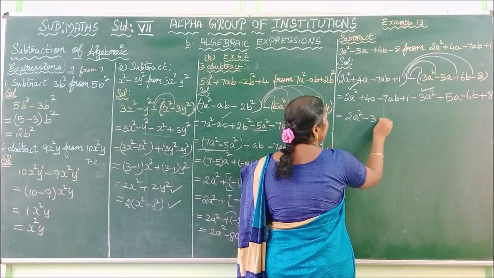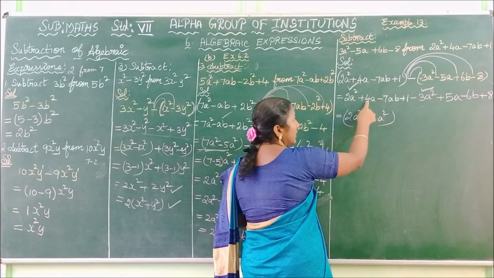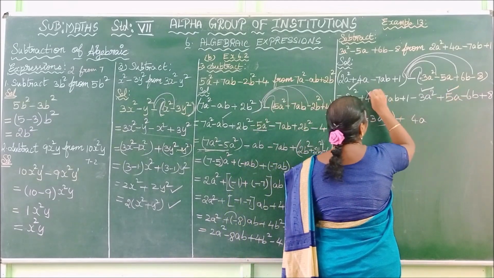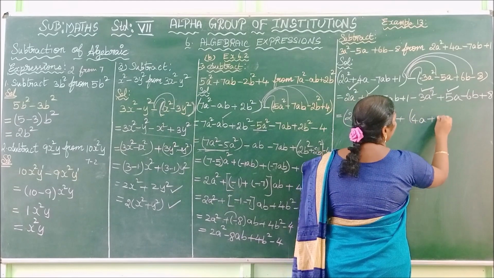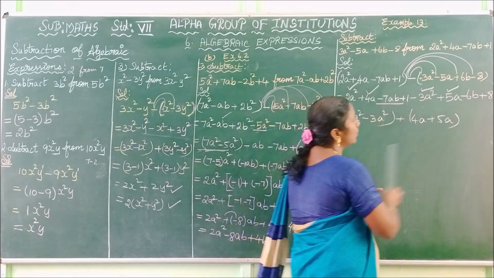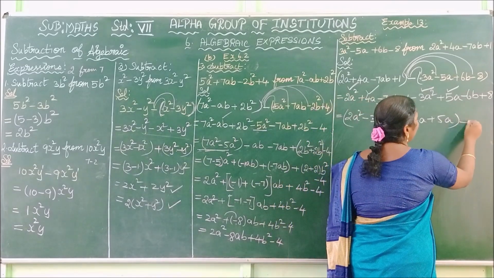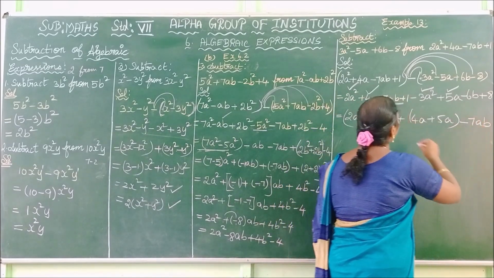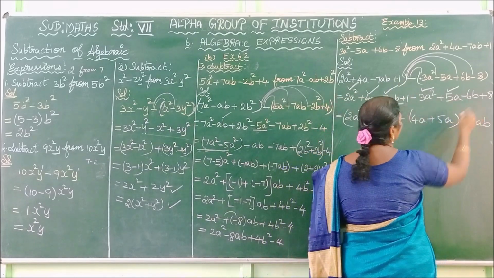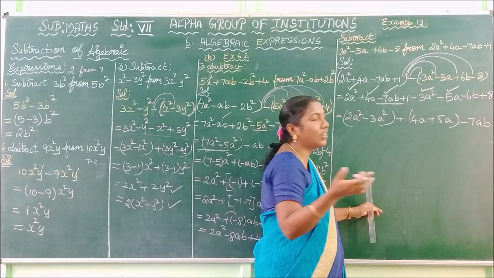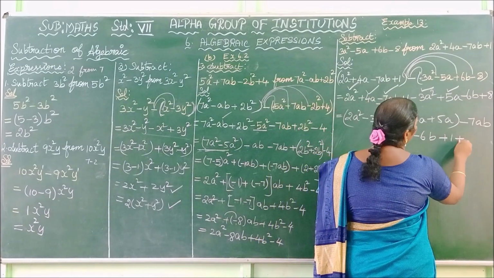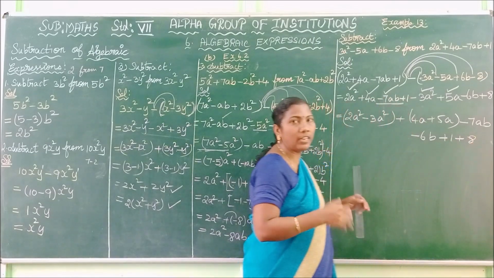So collect the terms. Okay, next here we have 4a. Here also we have 5a. So collect the two terms, 4a plus 5a. Okay, here we have minus 7ab. There is no other ab term. So write minus 7ab as it is. Okay. Next here we have 1. Here also we have a b term. So first write the variables and then write the constant. So minus 6b plus 1 plus 8.